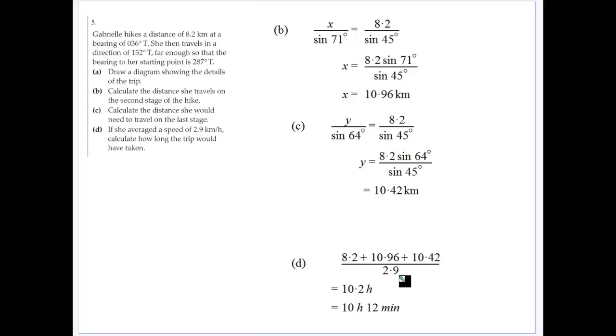Remember, time equals distance over speed. So remember those relationships, and that gives us 10.2 hours, or we want to write it as 10 hours and 12 minutes. So there's an example of how you use the sine rule to solve problems involving bearings.